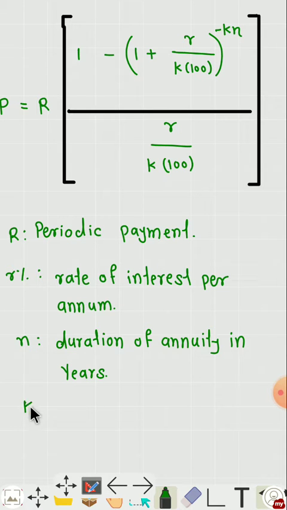And what is k? k is equal to 1, 2, 4 or 12, depending on the period of the annuity, which can be yearly, half yearly, quarterly or monthly respectively. On simplification, the formula can be expressed in the following form that I will write here now.